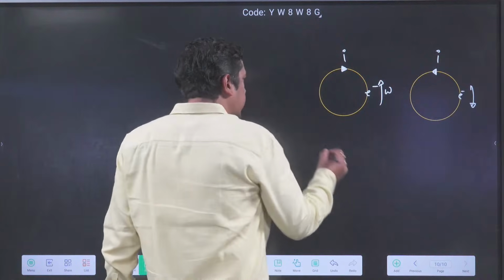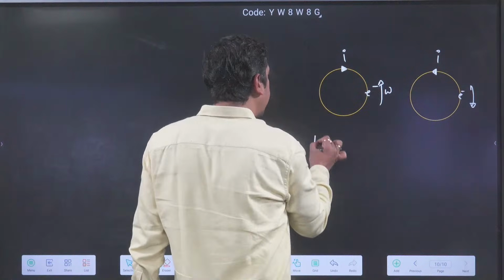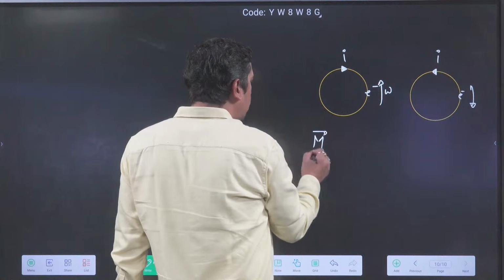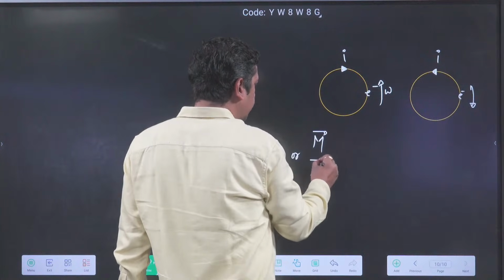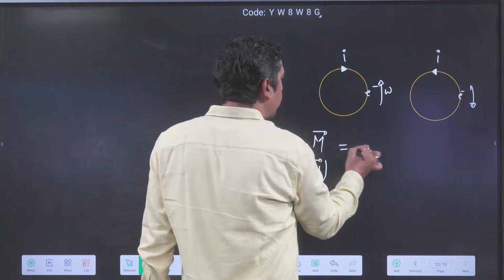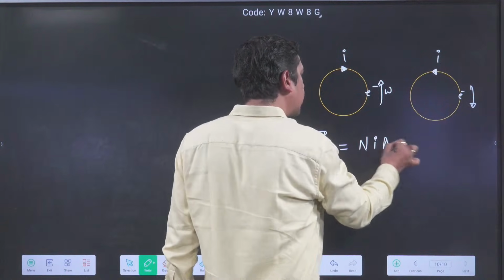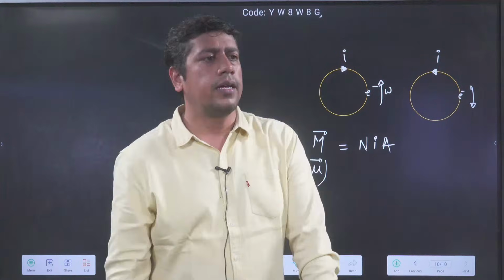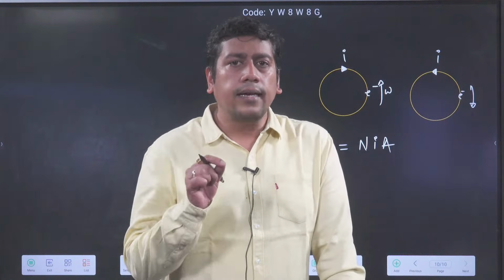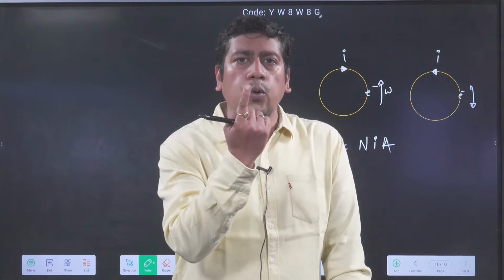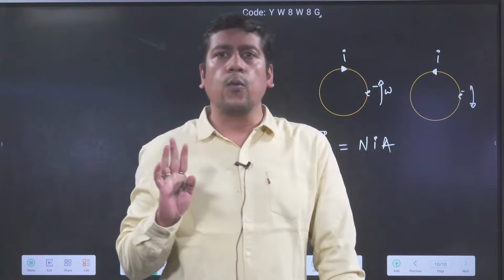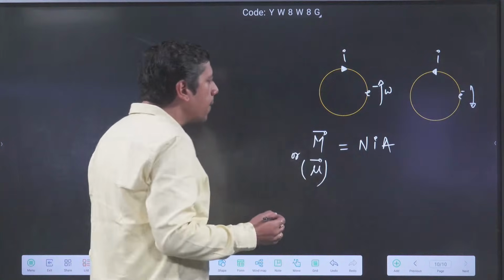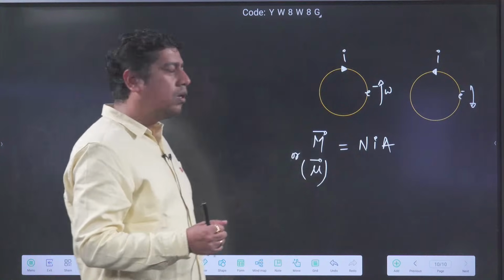Now we know in physics that a current carrying coil has a magnetic dipole moment, which is represented with m vector or mu vector, whatever you use, which is defined as NIA. Okay? So a charge going in a circle is equivalent to a current carrying coil. A current carrying coil has a magnetic dipole moment.